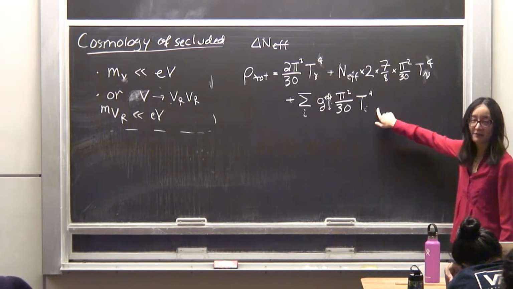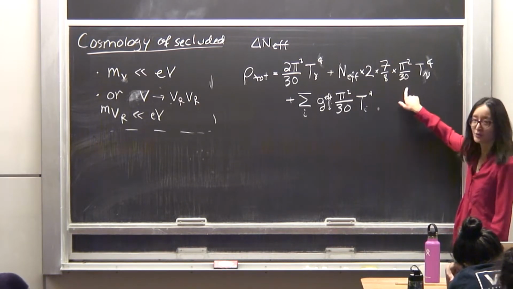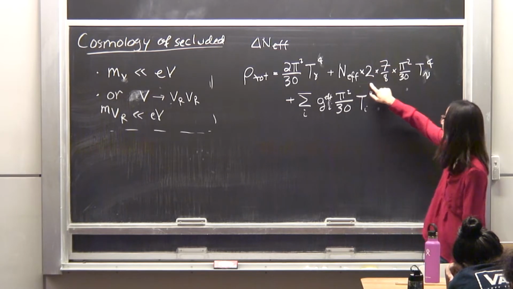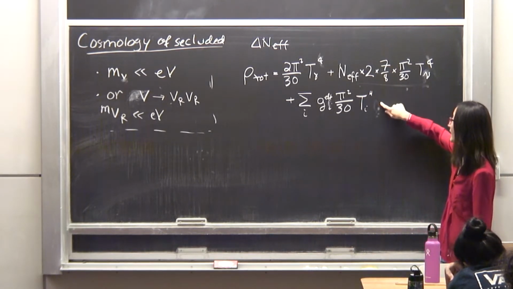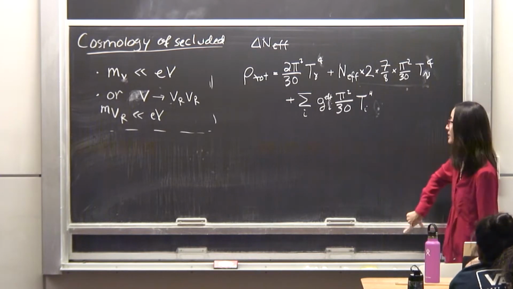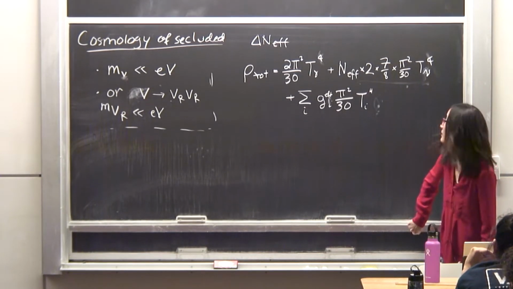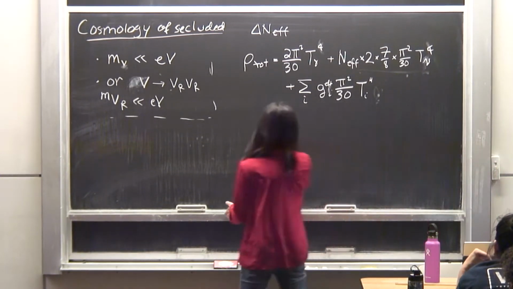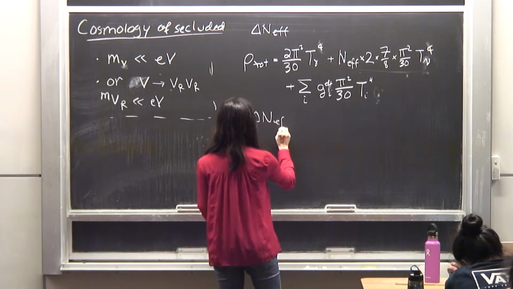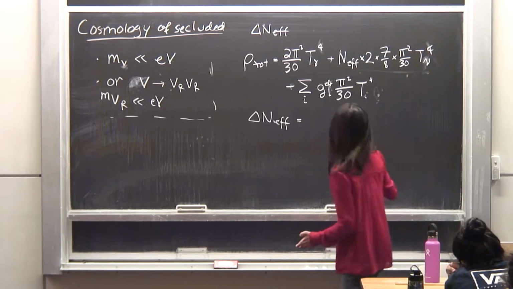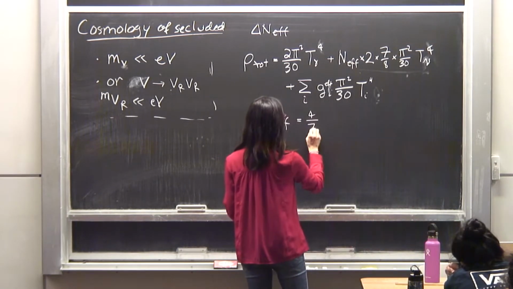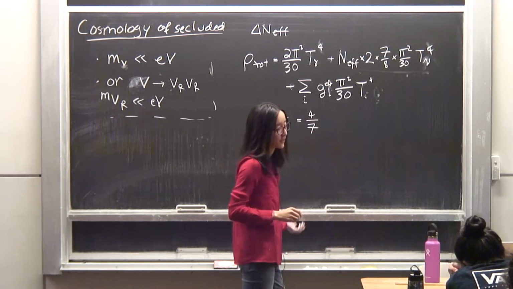So delta N effective is defined relative to the total energy density in the neutrinos, right? I want to kind of write the dark sector part into the same form as the neutrinos. So then if I just write out these factors, this introduces this factor of 4/7.